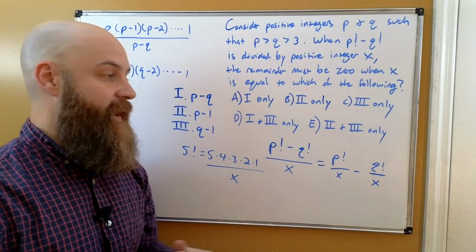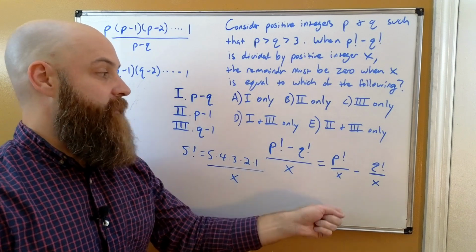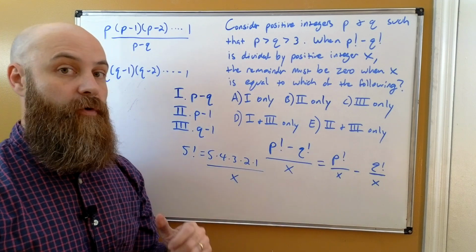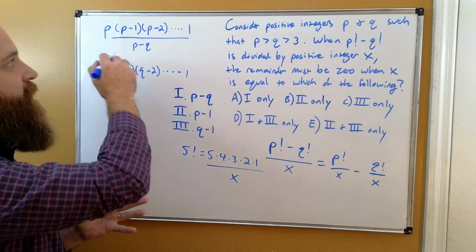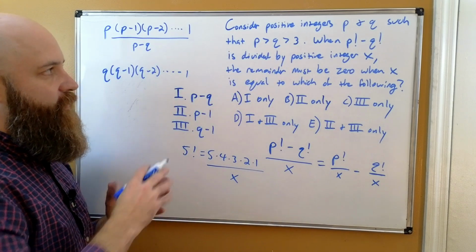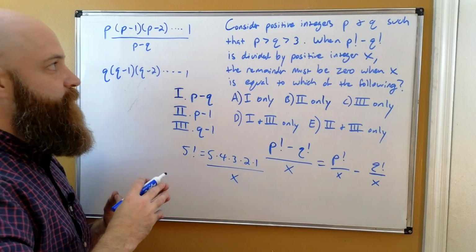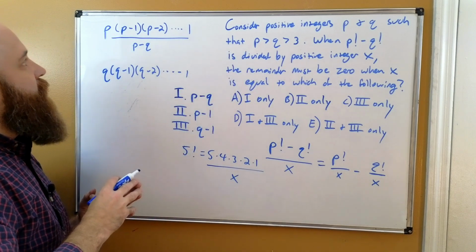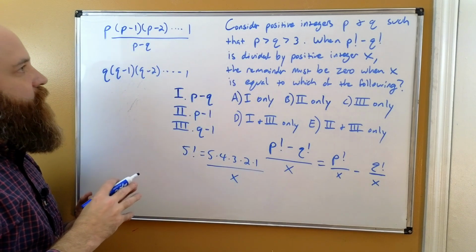But if it fails on either end, if it's not a factor of p factorial or if it's not a factor of q factorial, then I can eliminate it. Okay, so p minus q, well, let me remind myself what I know about p and q. They're both bigger than 3. P is bigger than q. Okay, so would p minus q go into this expression p factorial?